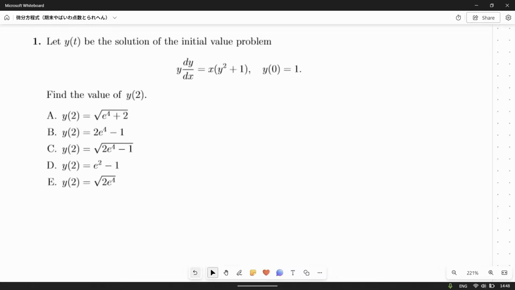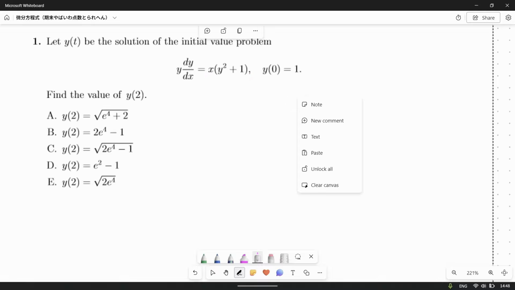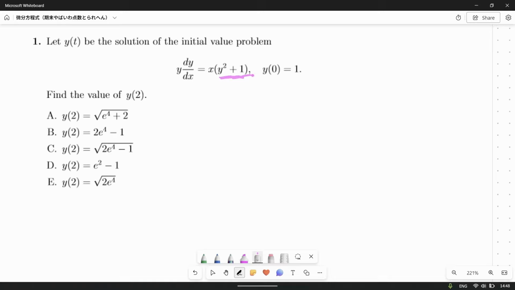So the first thing I'm going to point out before getting started is that on the right side we have an x term on its own, as well as this x term right here, and then we also have a term here in parentheses where the only variable is y. The fact that these terms are separated from each other already leads me to believe that this is going to be a separable differential equation.